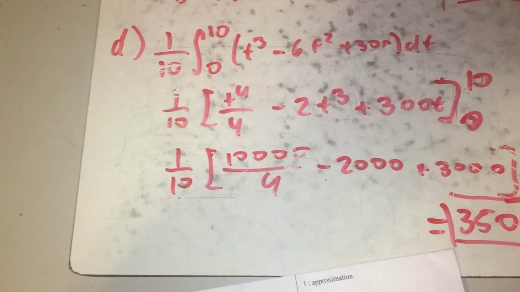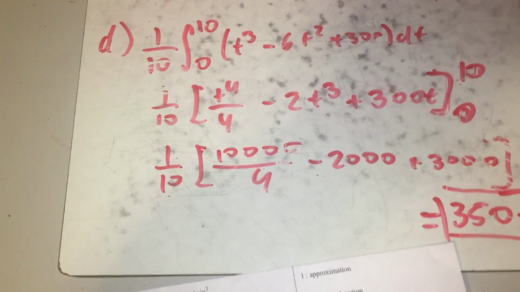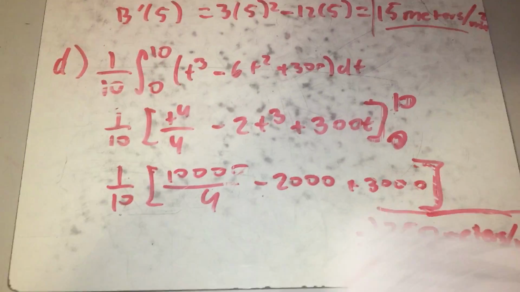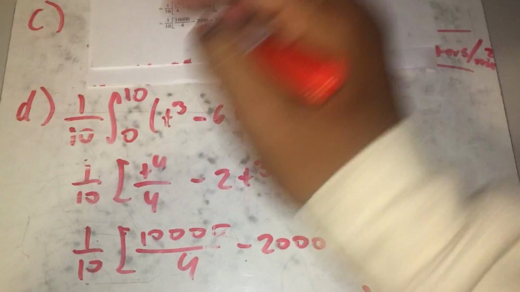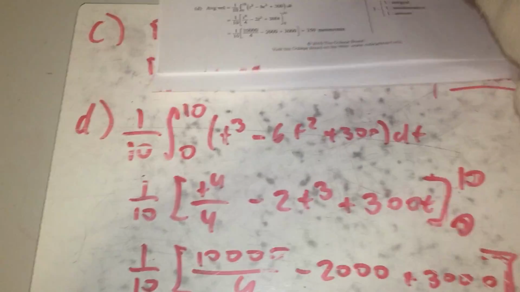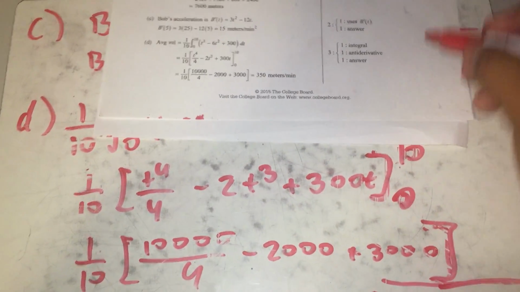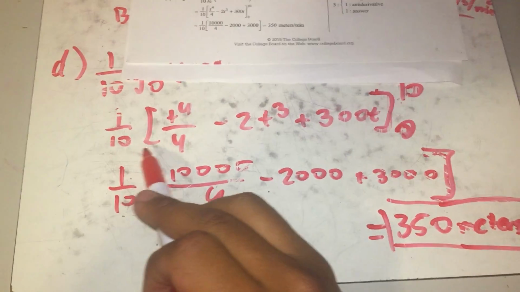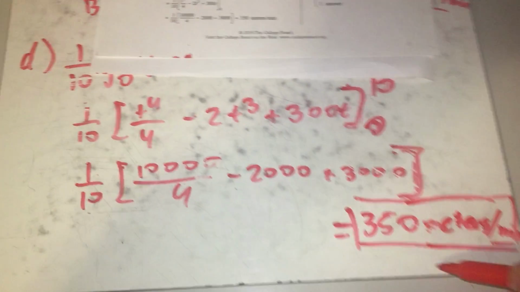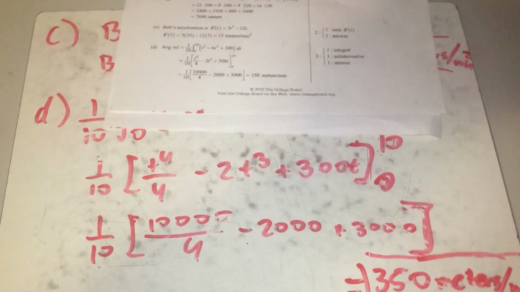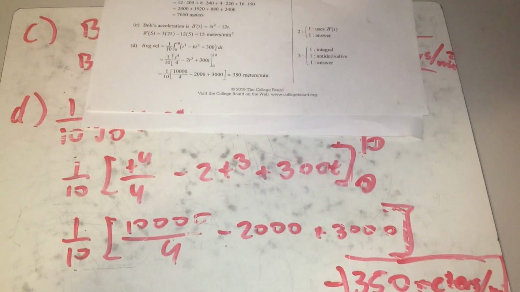And finally, oh, I got erased. And finally, we got a point for the integral, which is all of this. We got another point for doing the antiderivative, which is this part. And we got a point for the answer. And this is how you get all possible 9 points, and I hope this was helpful.